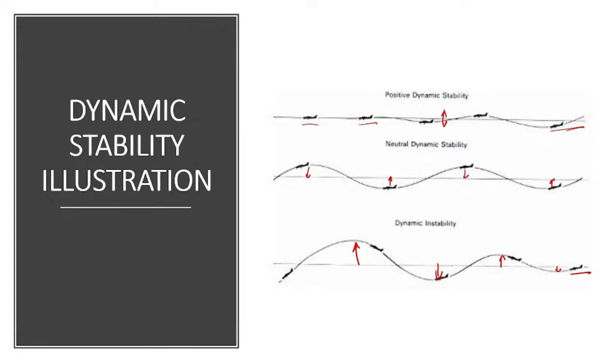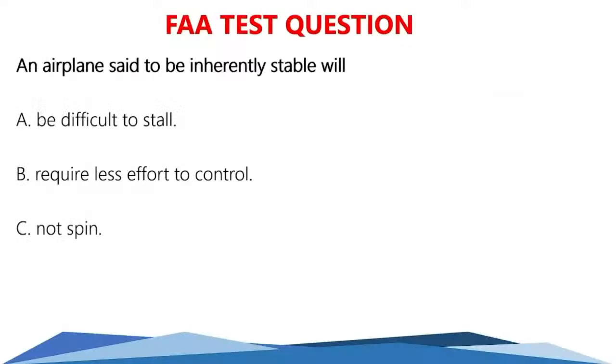Okay. All right, final FAA test question of the night, and then we'll call it. An airplane said to be inherently stable will: A, be difficult to stall, B, require less effort to control, or C, not spin?